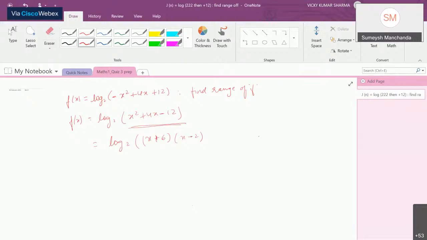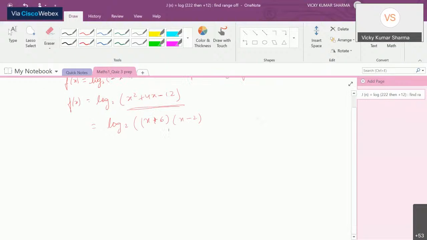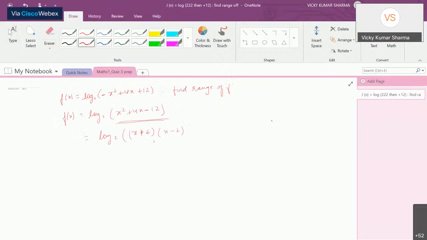So x will be minus 2. Oh, sorry, 2 and minus 6 then. So can you help me out with the graphing of this? How does this graph look when I draw the quadratic function? There will be asymptotes at x equals 2 and x equals minus 6. Correct, that is right.